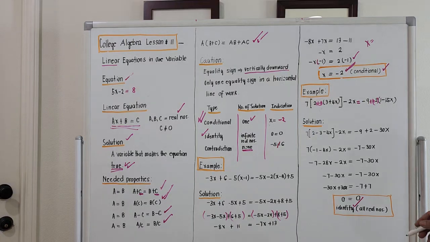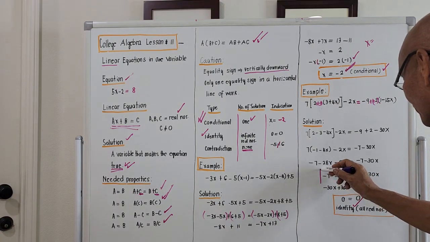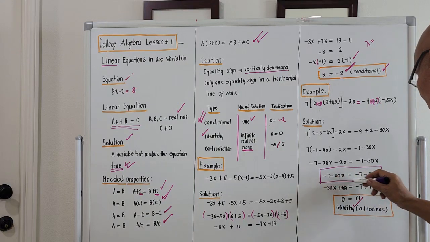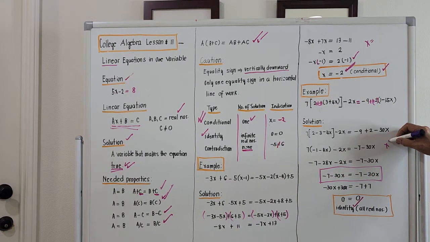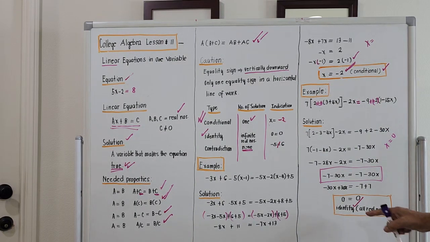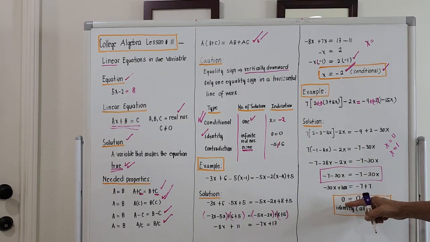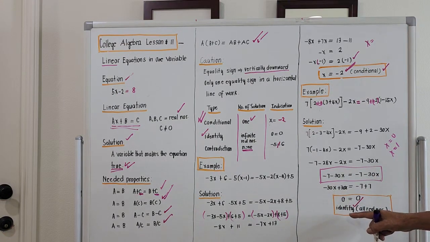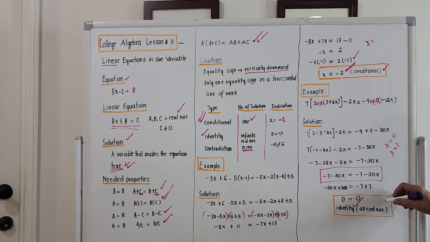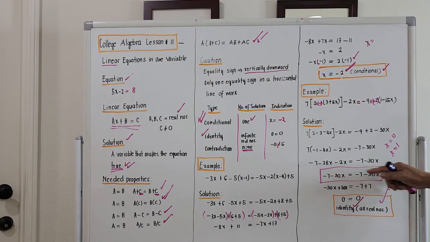Why infinite? Because on this equation here, if you put x equal to 0, it will satisfy the equation: 0 is equal to 0. If x is equal to 1, again, it will satisfy the equation: 0 is equal to 0. So the type of equation of this one is actually an identity linear equation, and the solution is all real numbers. There are infinite values which will satisfy this equation here.